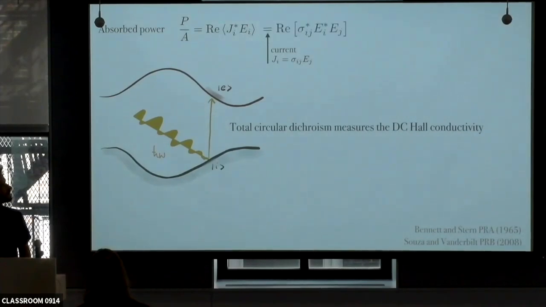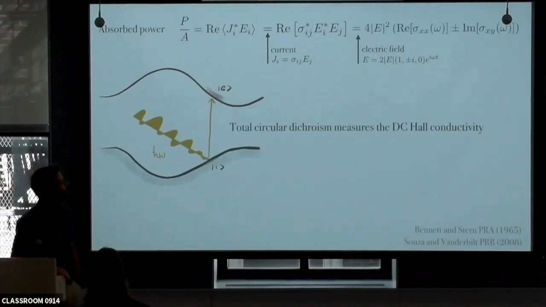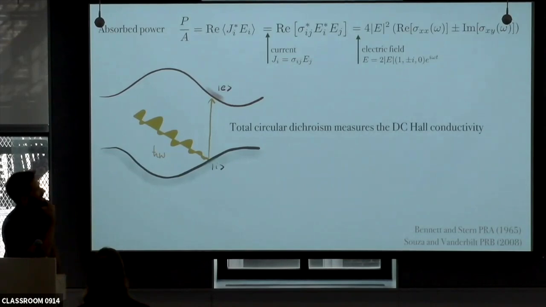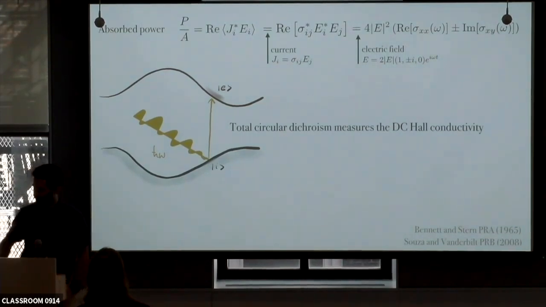It's trivially this. Now, if you think of circularly polarized light, your electric field looks something like this. It has this funny plus minus i e to the i omega t. Now introduce this, really very simple. And you get the real part of the longitudinal conductivity plus minus the Hall conductivity, right? So now you already see that by subtracting left and right polarizations, you can already isolate the sigma xy, which is what I'm going to do.